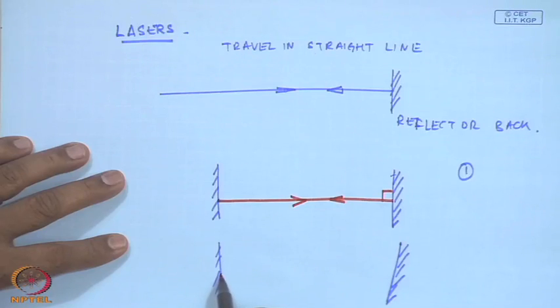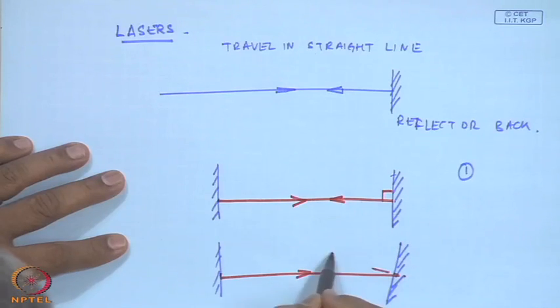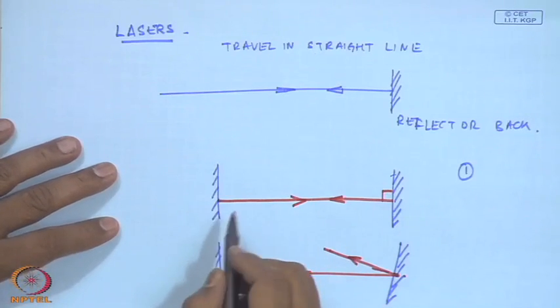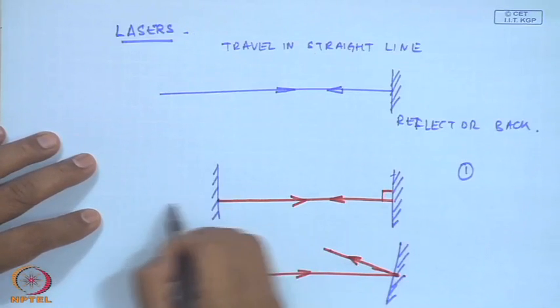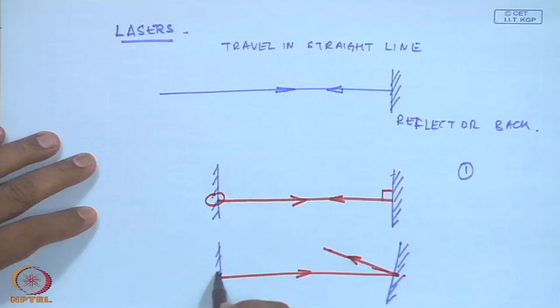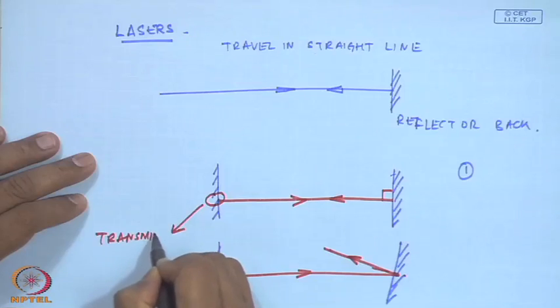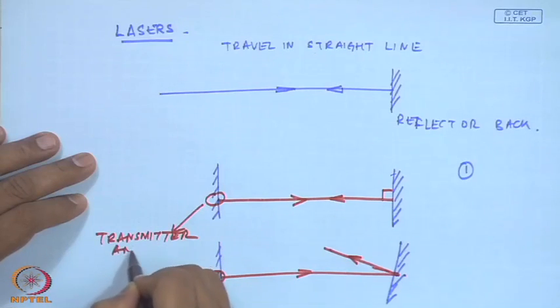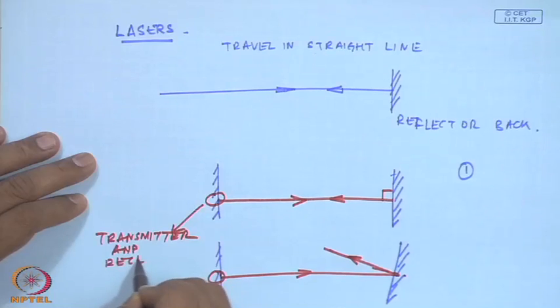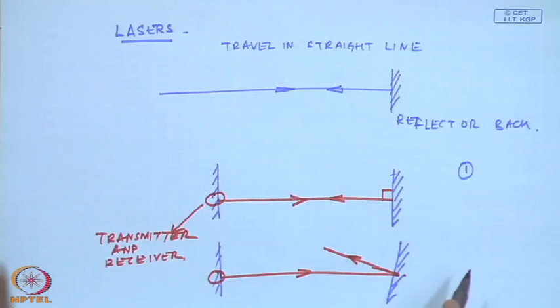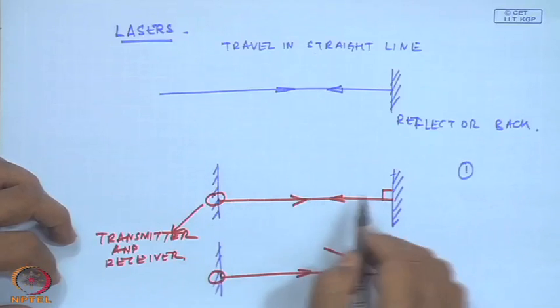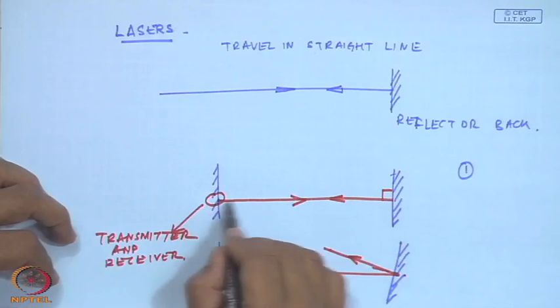In this case, I shoot a laser beam, it's not normal. So, if this is the normal, it is going to come out somewhere like this. So, if this is my laser transmitter here, and the receiver, I should see a single dot, going in and coming back.